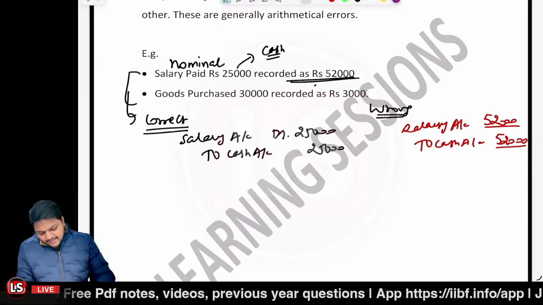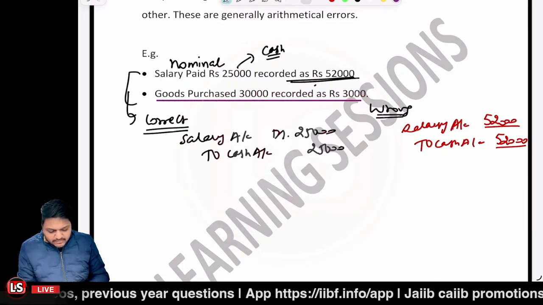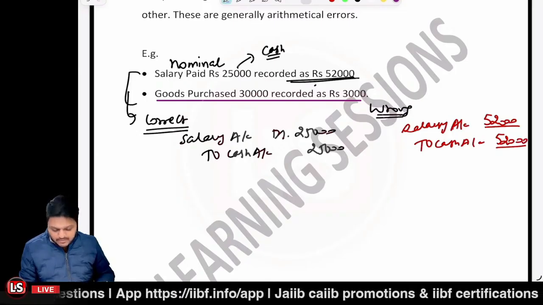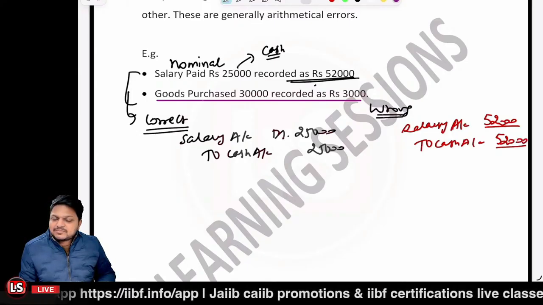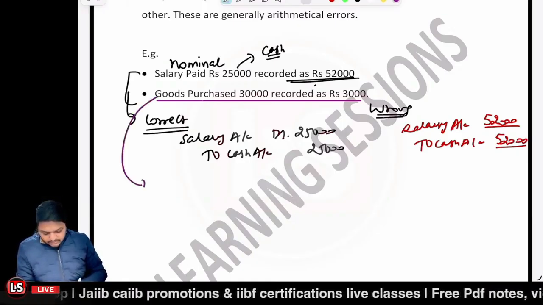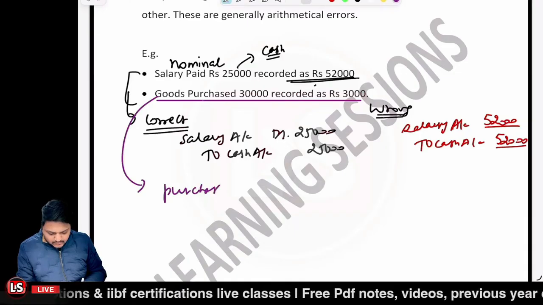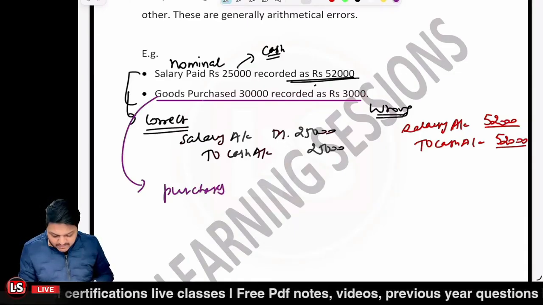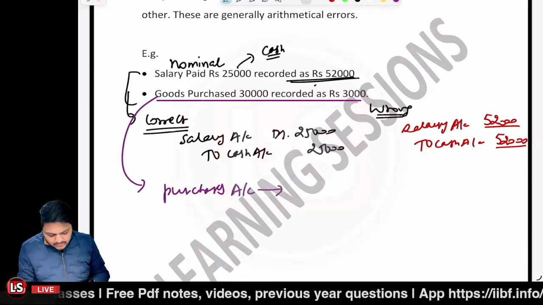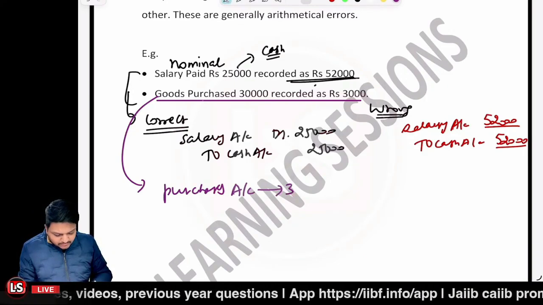Further, the second entry says goods purchased rupees 30,000 recorded as rupees 3,000. You have purchased the goods for rupees 30,000. Now goods purchase is what? Purchases account is a nominal account, and this is an expense. So purchases account is to be credited with what amount? Rupees 30,000.